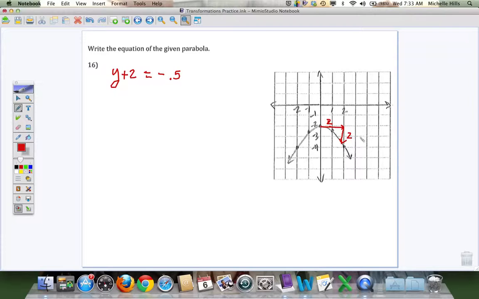I would normally expect to see a change of 4 here. I only saw a change of 2. And then my x didn't shift at all, so actually this stays x squared. Subtracting 2 here to get the y by itself, y equals -0.5 x squared minus 2.